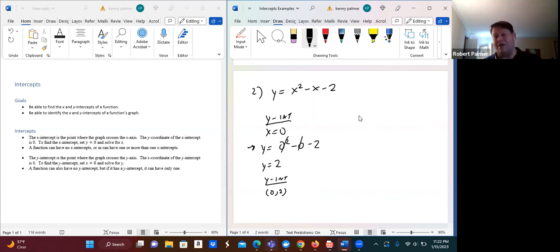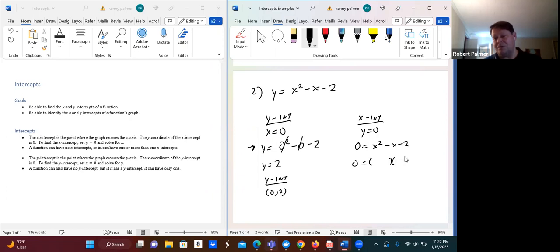Then come over here and find our x-intercept, or possibly intercepts. You may have more than one. Actually, in this case, it turns out we do. So the x-intercept is where the graph crosses the x-axis, and on the x-axis, y is equal to 0. So plug in 0 for y. This means 0 is equal to x squared minus x minus 2. Now, this is what's called a quadratic equation. In a future video, you may see how we solve those. I'll go ahead and show you. This one can be solved by factoring.